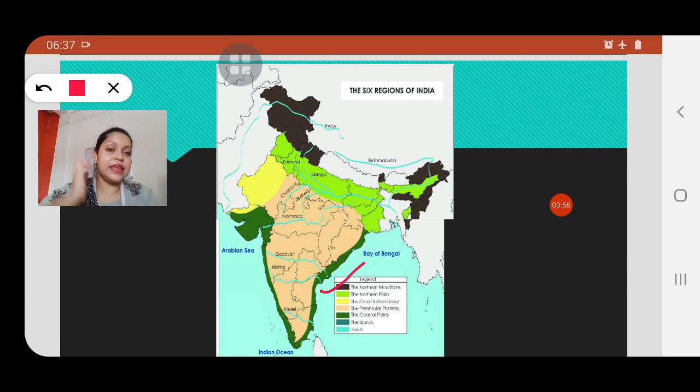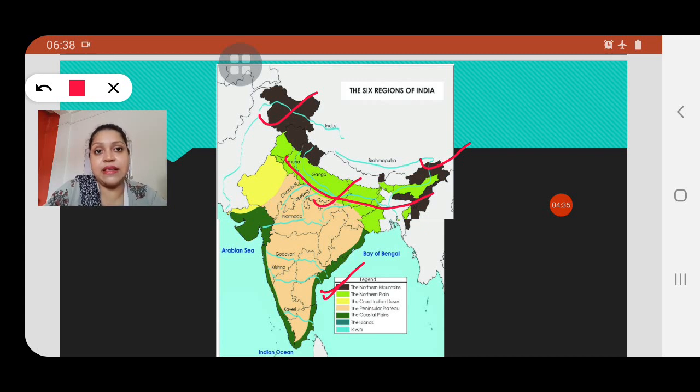So let's see here, children, you can see the dark brown color which is in the key. And here you can see the dark brown color in the map, and it's showing the northern mountains. Then you have number 2, the light green color, and it's showing the northern plain. So India is divided into 6 regions. We have the northern mountains, the light brown and dark brown color. Then we have the northern plains, the whole green color.